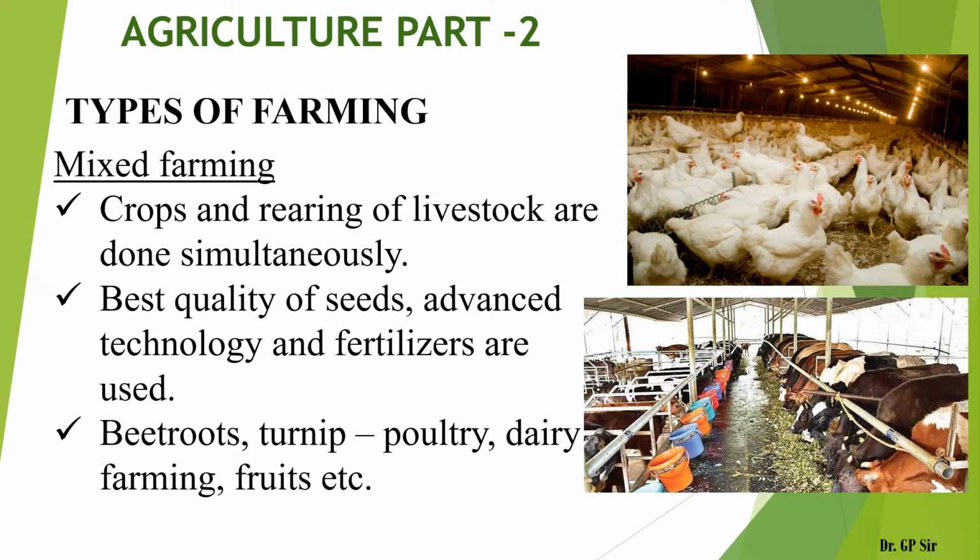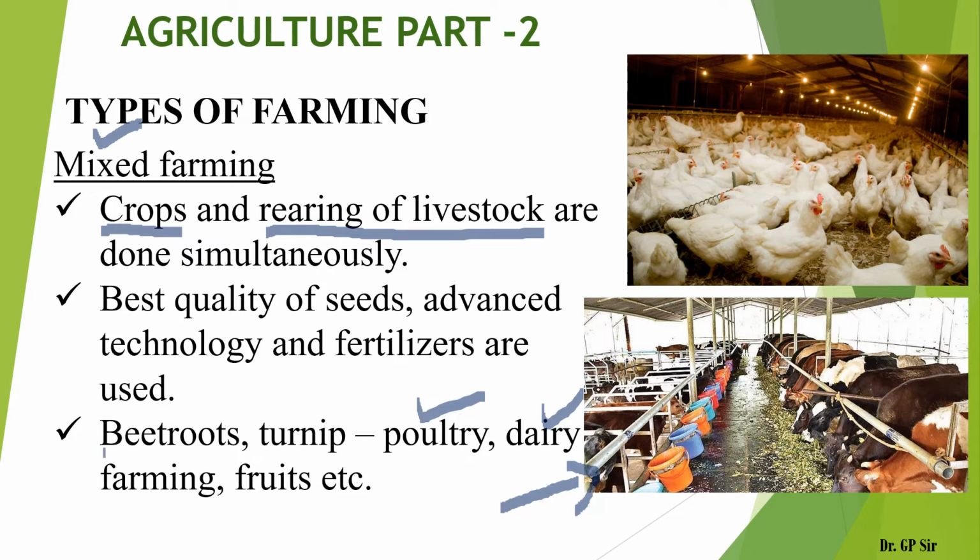Mixed farming. What is mixed farming? The name itself says it. Mixed means crops are grown at the same time as the rearing of livestock, that means it could be poultry farming, even dairy farming. Dairy is nothing but cows, milk products. Those are also done together in the same agricultural land. Probably on one side they will be growing crops, on another side they will have poultry farming, or it could be sericulture, horticulture. All those come under that.